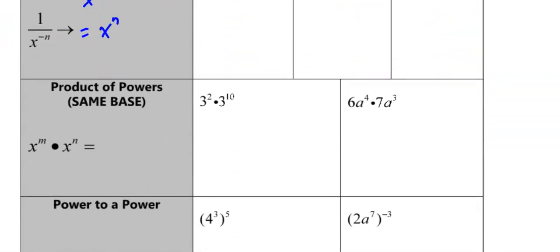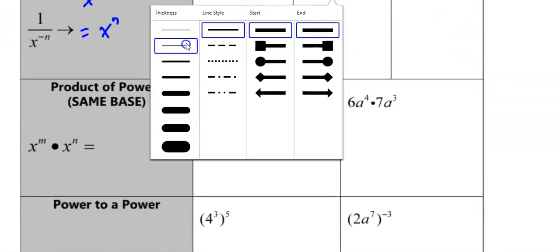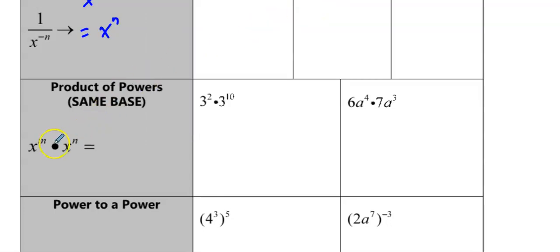Product of powers. x to the m times x to the n. Here we are going to add the exponents. So this would be x to the m plus n. Add the exponents.